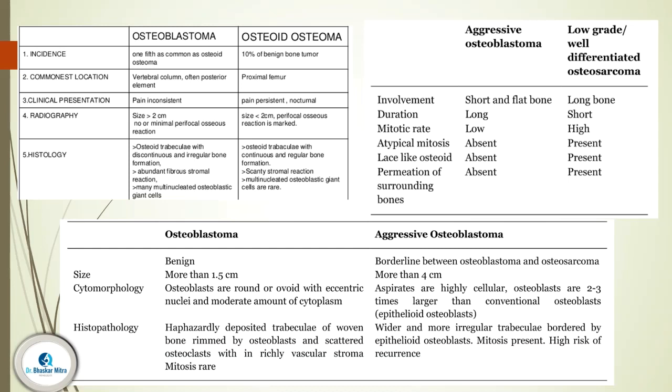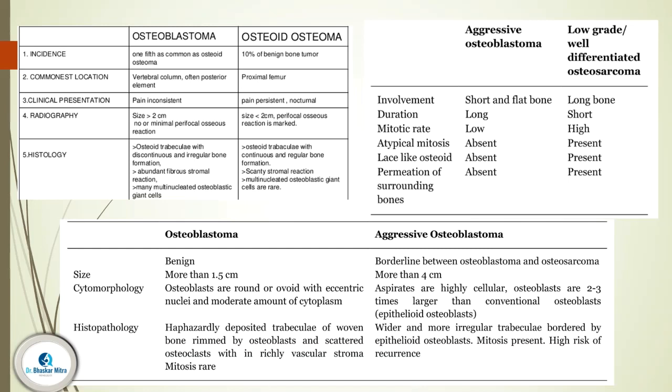Histopathologically, there are haphazard deposits and trabeculae of woven bone rimmed by osteoblasts in a richly vascular stroma. We can see that this is osteoblastoma. The aggressive osteoblastoma has wider and more irregular trabeculae bordered by epithelioid osteoblasts.